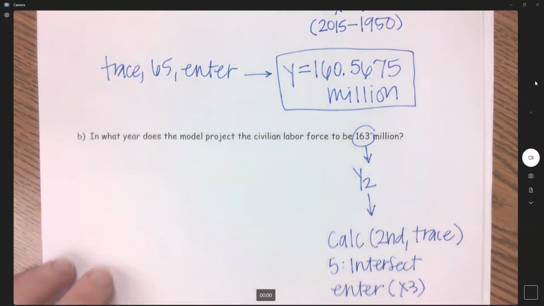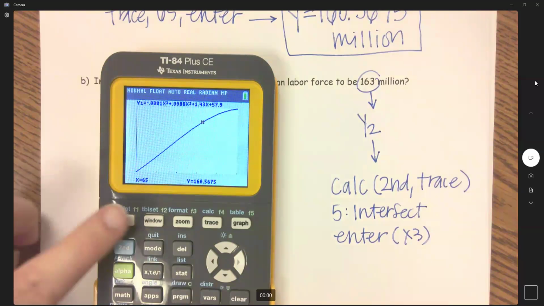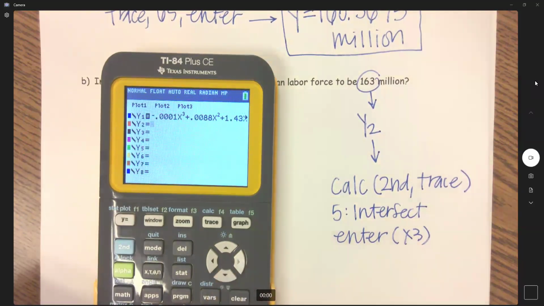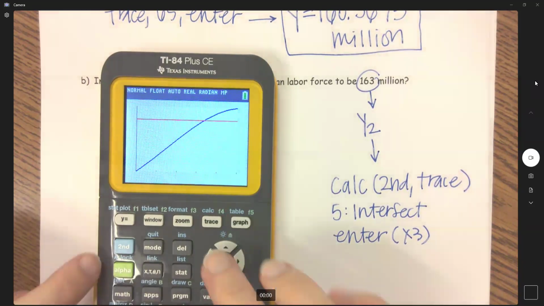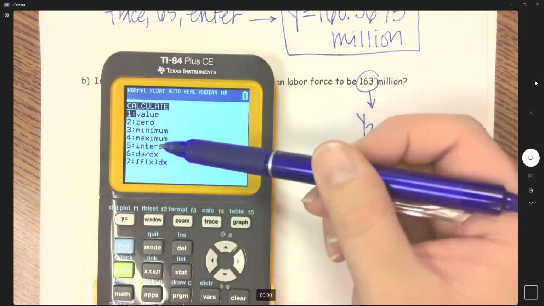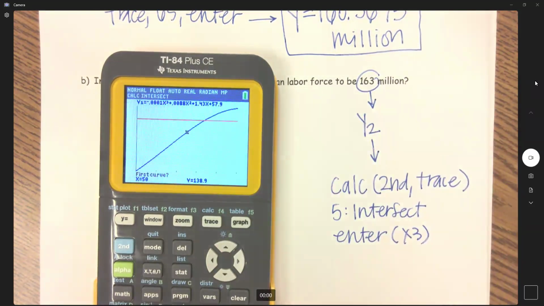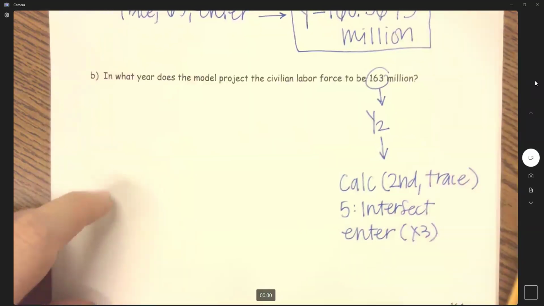Go into your Y2, we'll make that 163. Hit graph, hopefully we see the intersection. And that is really good. So we'll go into calc. So we've already used 0 and max. Now I'm using number 5, intersect. Enter, enter, enter. And we get 66 point, we'll call that 89.